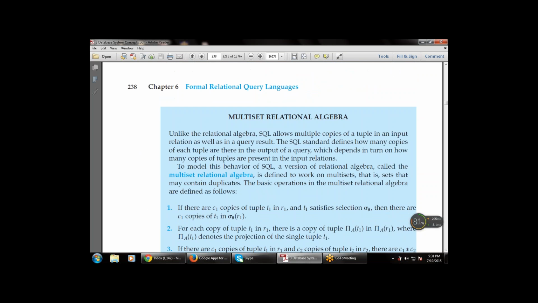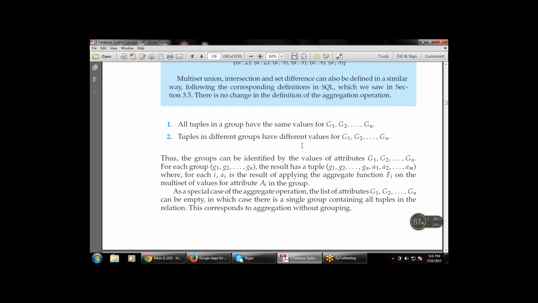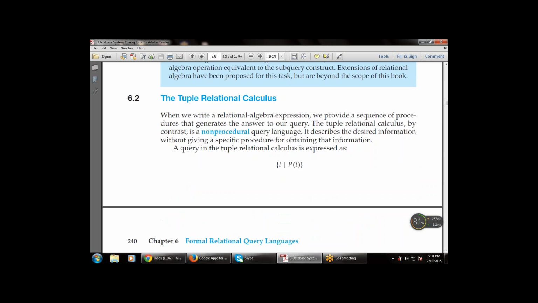This is also an example. Then next is the multiset relational algebra. What is multiset relational algebra, and how is it used?